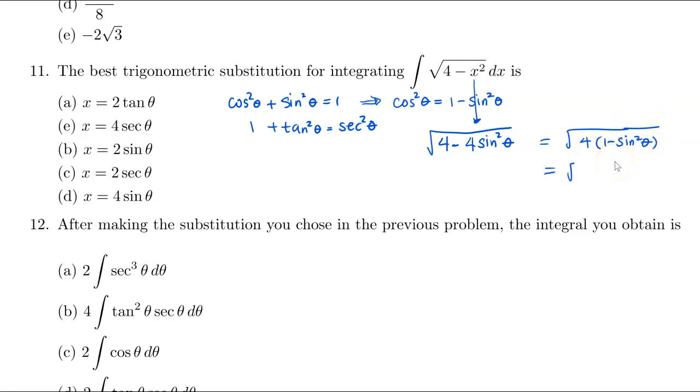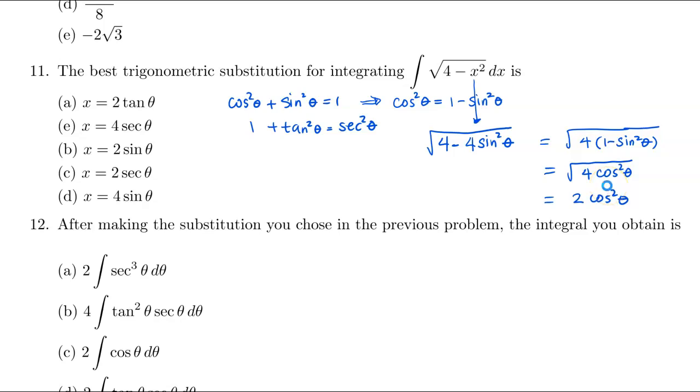So you will have the square root of 4, and 1 minus sine squared theta is cosine squared theta. In that case, that square root would cancel out. This would be equal to 2 cosine theta. All right, so that is what we're looking for. Again, the goal is to be able to remove the square root. So we want the radicand to be a perfect square.